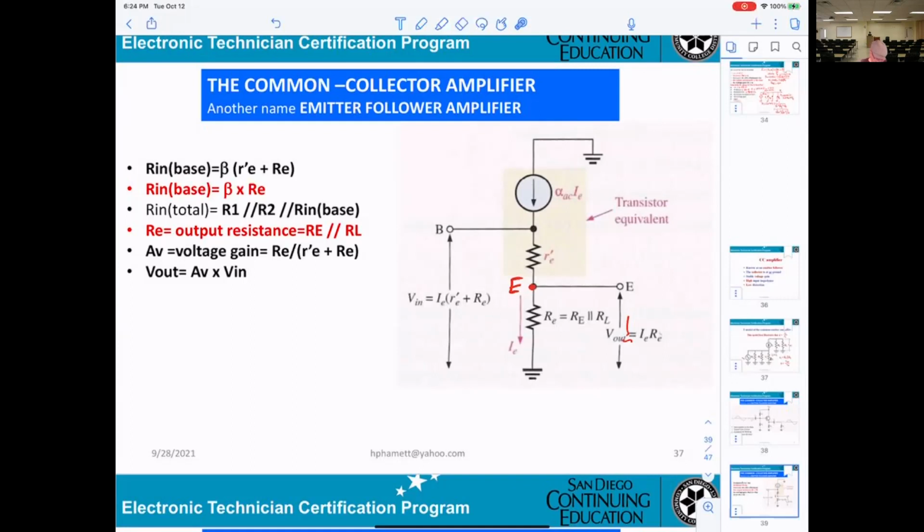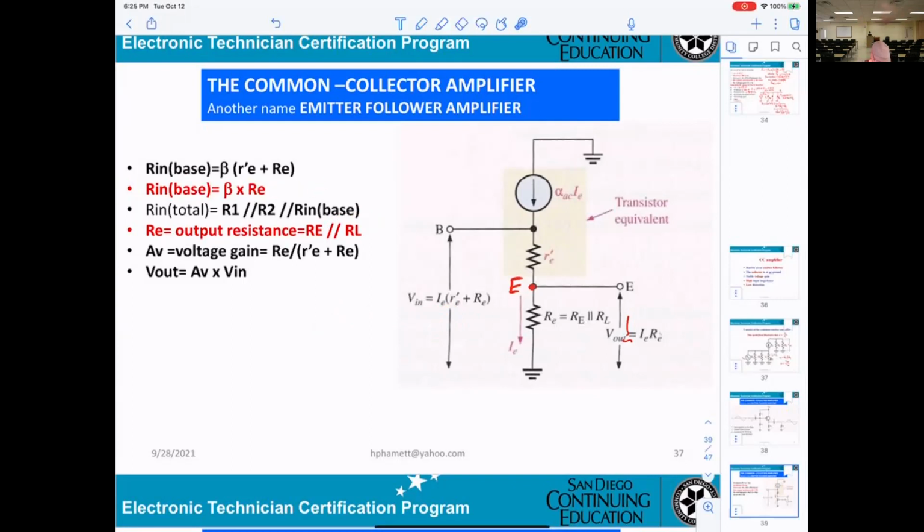Then if you want to calculate the total input impedance, you're looking from the generator into the amplifier. You can see you get R1 parallel R2 and also parallel with R in base. That's what we just do in calculation here.